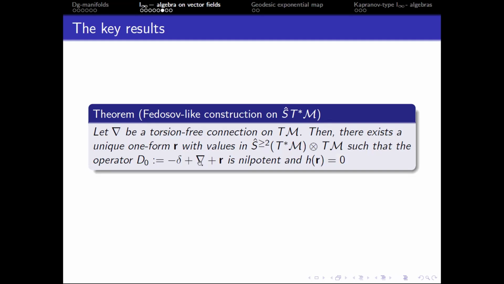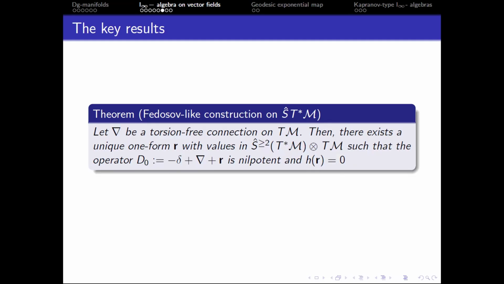deform this connection nabla by this form. I can deform it by the expression minus delta plus nabla plus some higher terms in a way that this operator is nilpotent and that this differential form R satisfies the property that it is 0 when you apply it to the operator H.